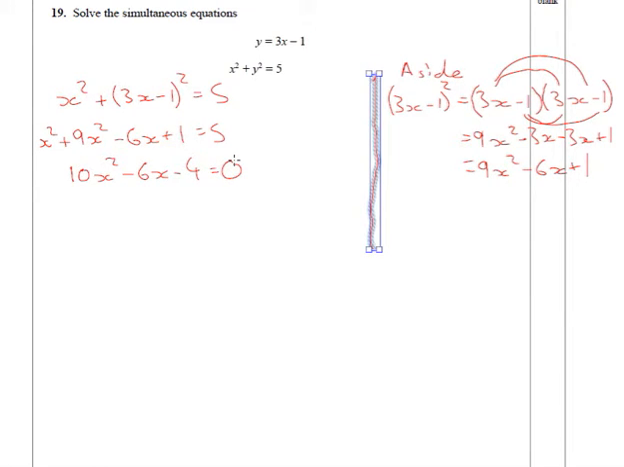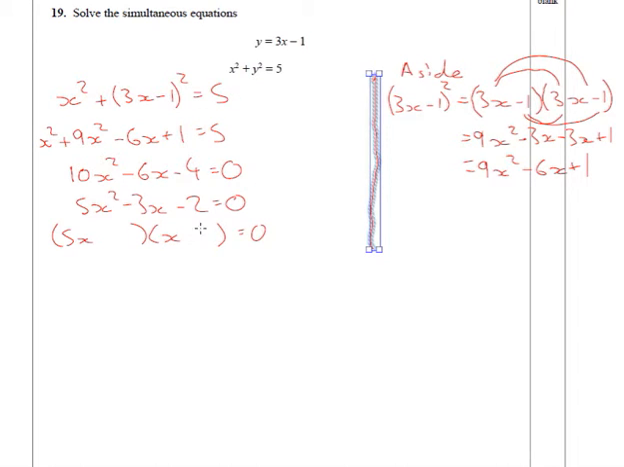What you now need to do is factorise this, if you can. I'd recommend you divide it all by 2, just to make the numbers smaller. So you'd end up with 5x squared minus 3x minus 2 equals 0. This is where you now need to factorise. So 5x squared, to get that you need your 2 brackets equal to 0. To get 5x squared, the only way you can do it is 5x and x.